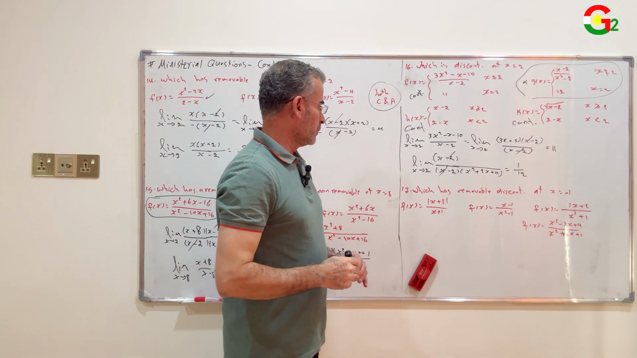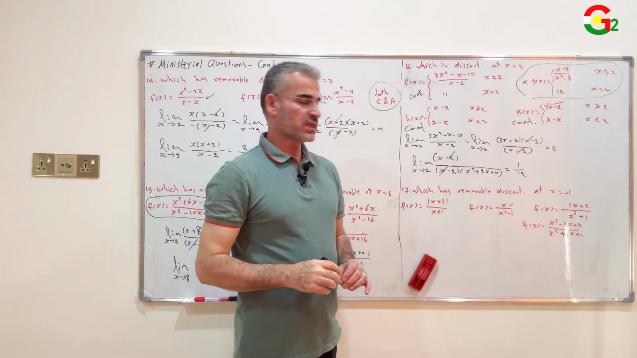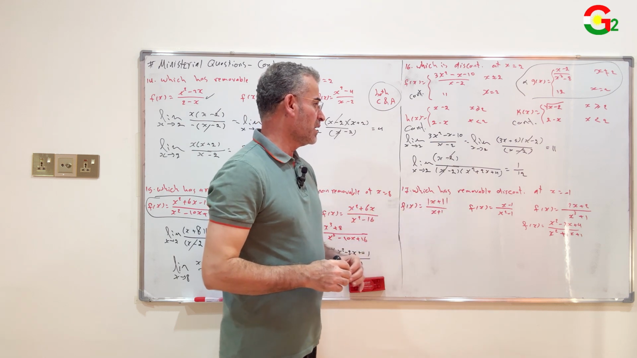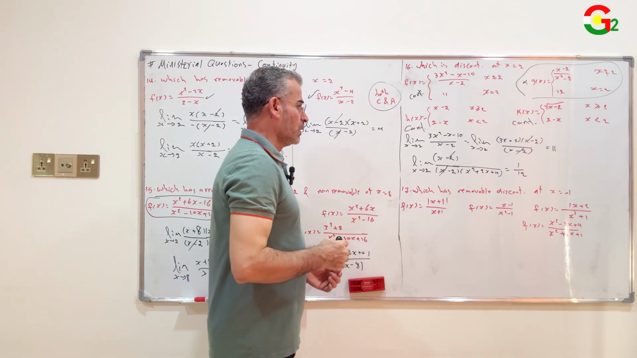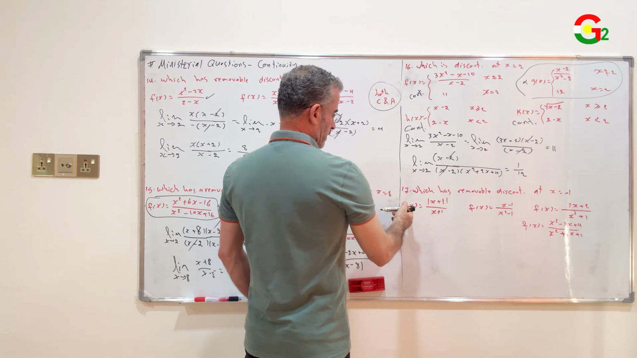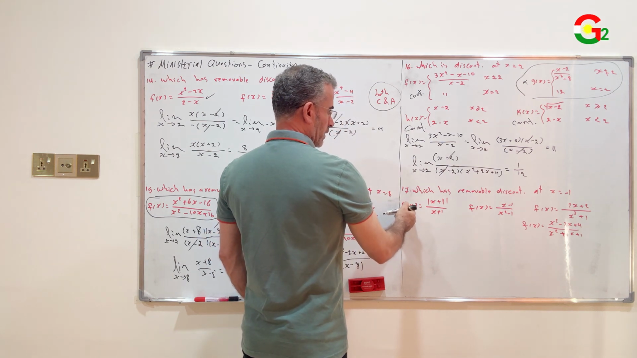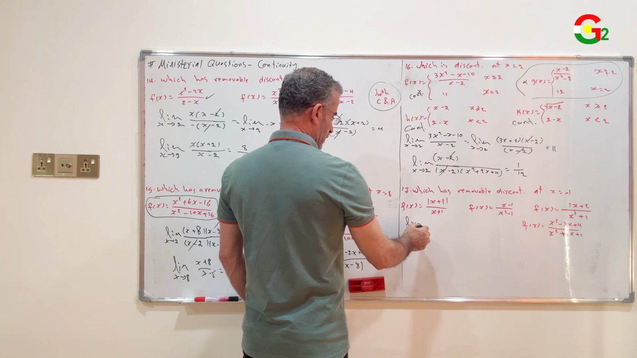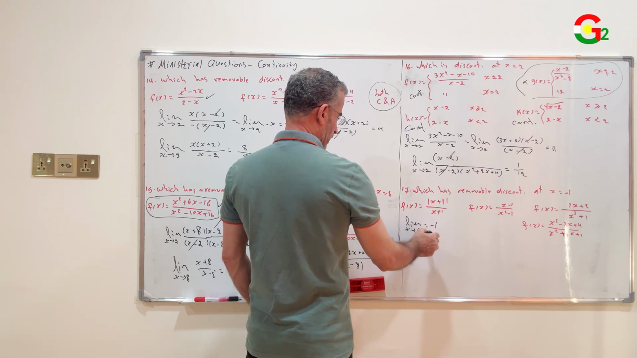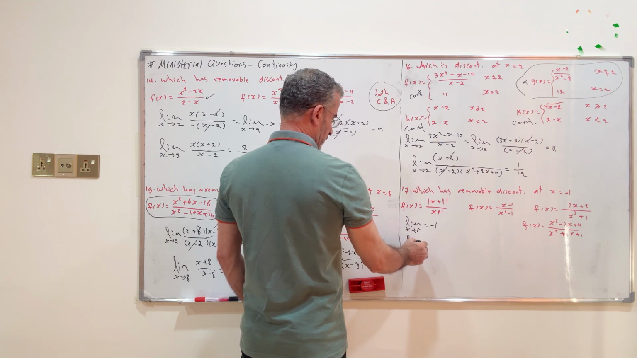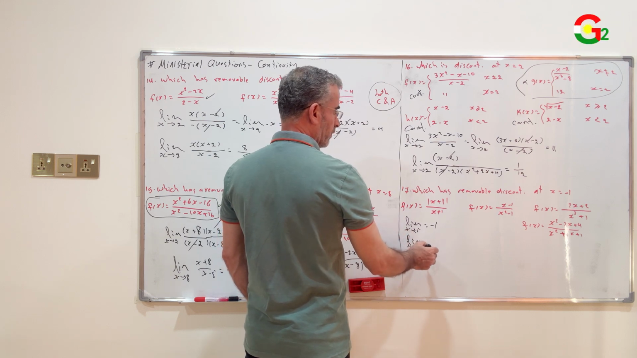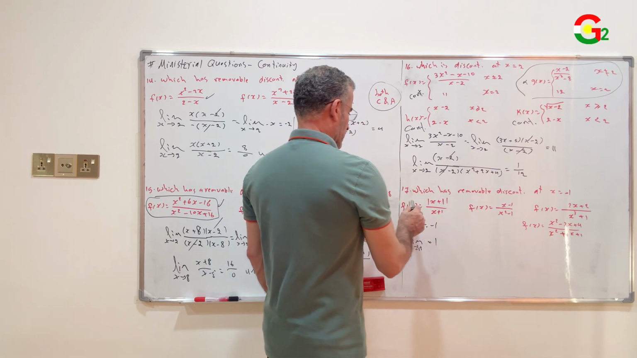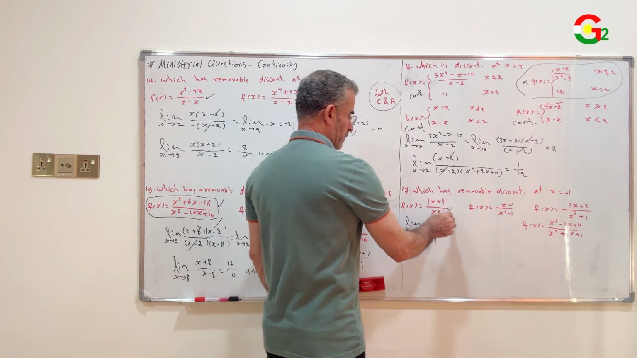Number 17, which has a removable discontinuity at x equal negative 1. Removable discontinuity means which function has a limit when x approaches negative 1. This function has no limit when x approaches negative 1 because the limit when x approaches negative 1 from left is negative 1 and the limit from right is 1. Therefore, this function has no removable discontinuity.